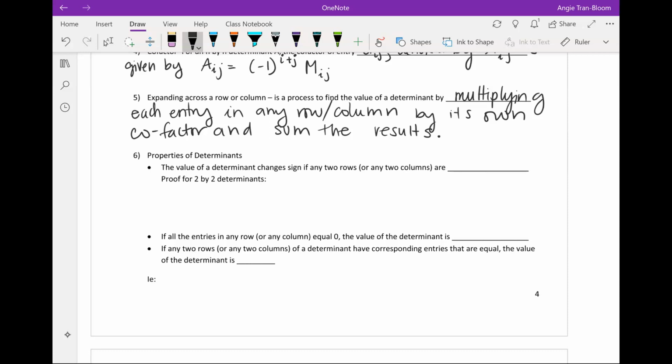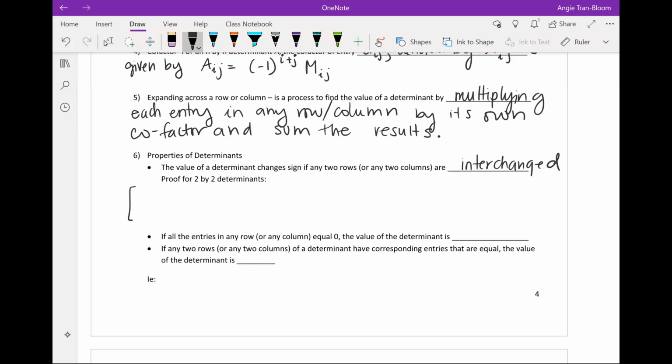Okay, so we're going to go through all the properties of the determinant. We have one example, and that's it. Property number 1: the value of a determinant changes sign if any 2 rows or any 2 columns are switched or interchanged. You guys agree with that? Okay, and we'll prove it.